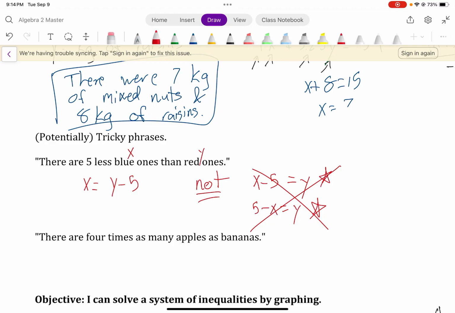The second one, there are 4 times as many apples as bananas. Again, same idea. I'm going to say apples are x, bananas are y. You could use whatever variable. There are 4 times as many apples as bananas. That means there are more apples, so I have to have x equals 4 times y. If I say 4x, 4 times the number of apples would equal the number of bananas, that's not true. If there's 4 times as many, that means apples is the most. So again, always make sure you know which thing is happening the most.